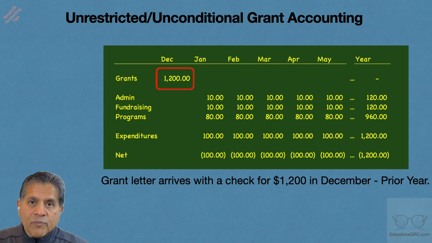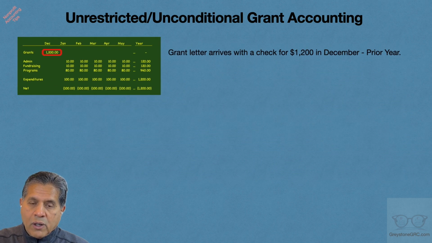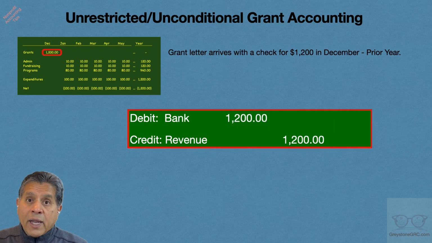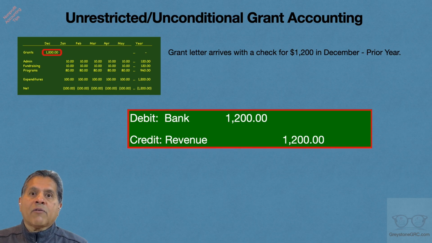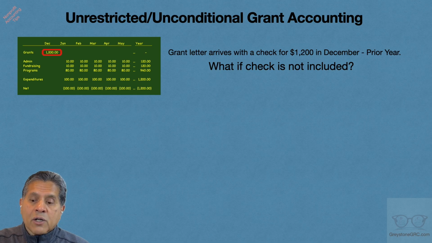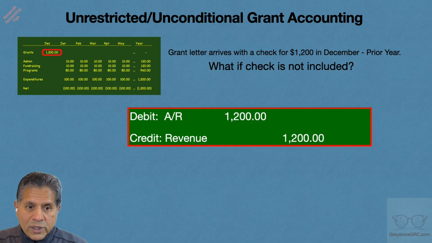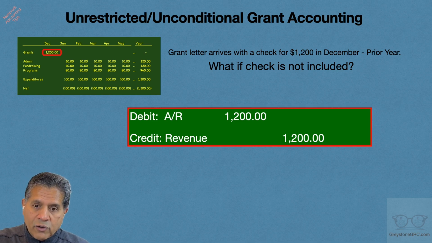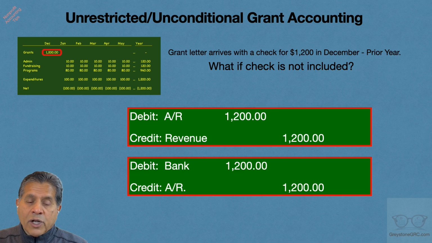What about the example where the money is received in December, the grant is awarded in December? First entry would be in December. This is not in January. It's in December, the month you receive the funds. You debit the bank for $1,200 and you credit revenue for $1,200. But what if the check's not included? All you have is the grant letter. Well, then, once again, we debit accounts receivable for $1,200, and we credit revenue for $1,200. Then, as the funds come in, or as you bill and collect, you'll debit bank and credit AR. Let's assume we get the check in one go. We debit bank $1,200 and credit the accounts receivable.